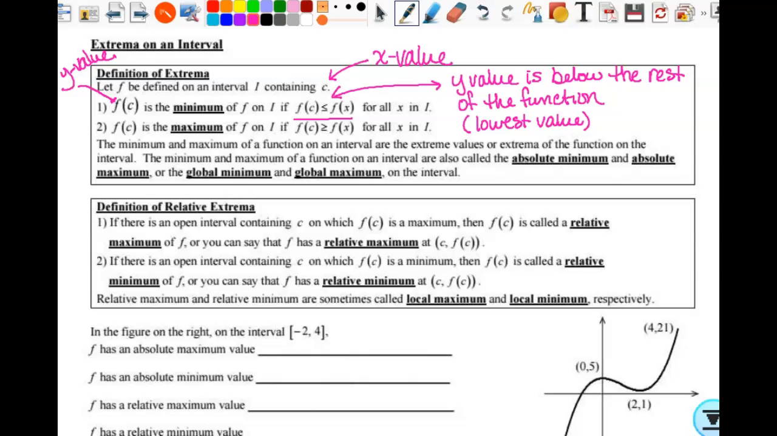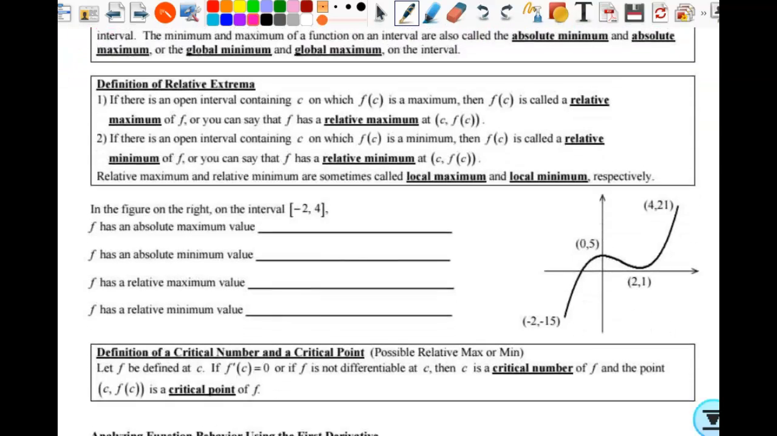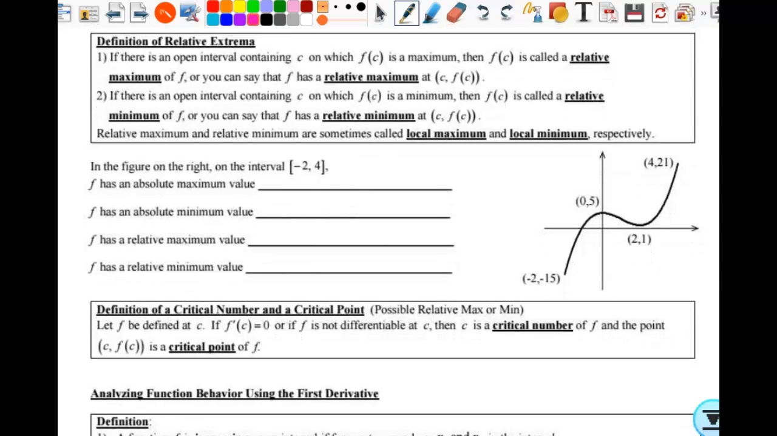We have relative and we have absolute. We're going to talk about the relative extrema first. We will get to absolute. We'll kind of talk about it a little bit right now together, but we will focus on the relative. All right, so if there's an open interval containing c on which f of c is a maximum, then f of c is called a relative maximum of f. Or you can say that f has a relative maximum.